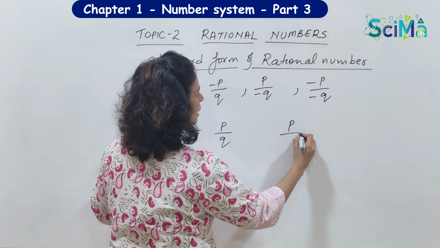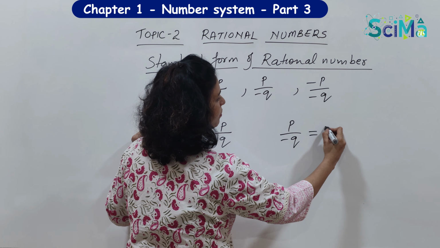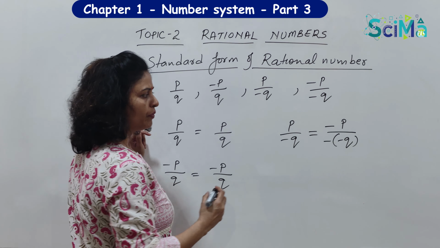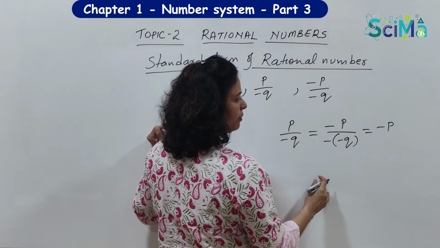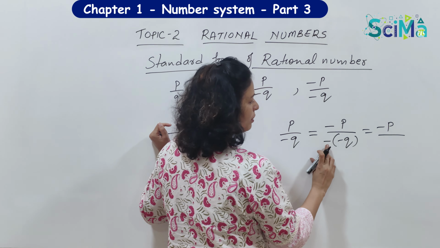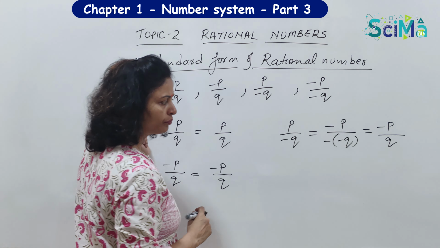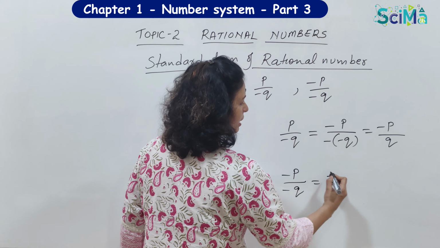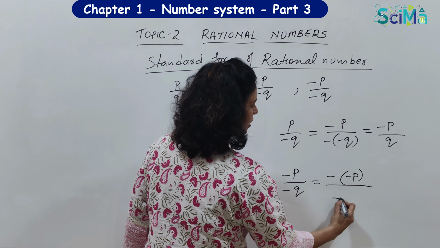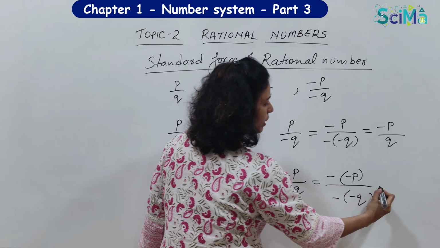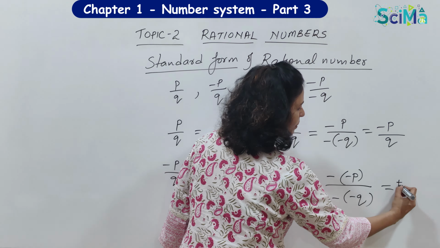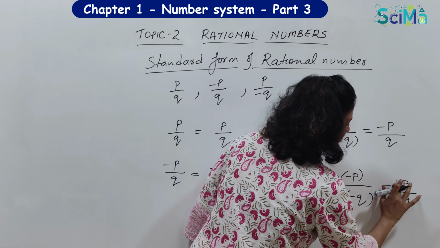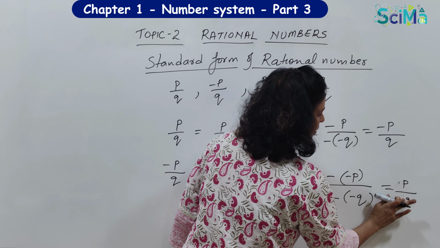If I write P by minus Q, I multiply with minus in both the numerator as well as the denominator. So what do I get? Minus P, and Q becomes plus, since minus into minus is plus. In the last case, minus P by minus Q, I multiply with minus on the numerator as well as the denominator. Minus into minus is plus P, and minus into minus is plus Q. There is no need of writing plus, we ultimately get P by Q.